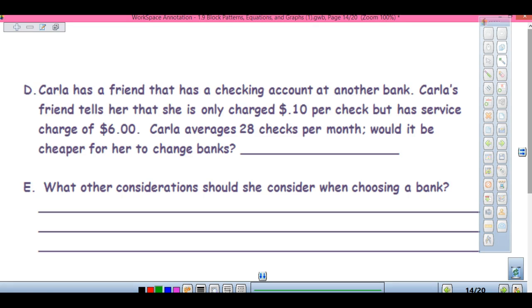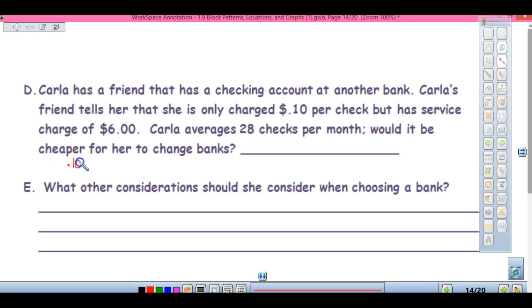All right, so it says Carla's got a friend that has a checking account at another bank. Carla's friend tells her that she's only charged 10 cents per check, but she's got a $6 service fee. So if Carla averages 28 checks per month, would it be cheaper for her to change banks? Well, let's check it out.